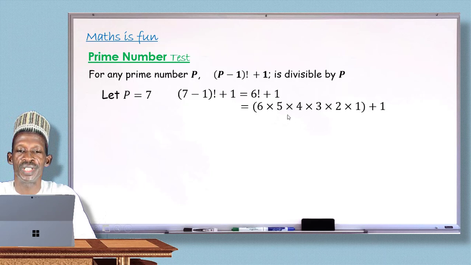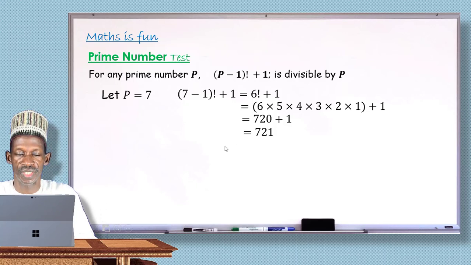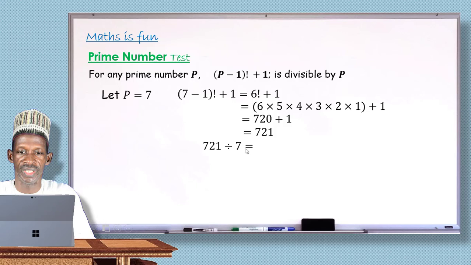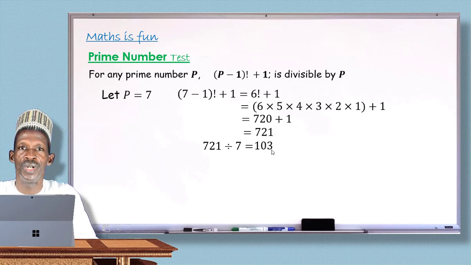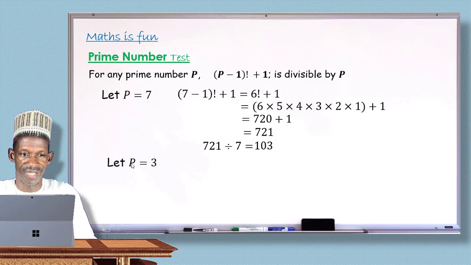And this multiplication in the bracket, that is the 6 factorial, gives you 720. And 720 plus 1 gives you 721. And I tell you this number 721 will now be divisible by 7. So let's just see whether 721 can be divided by 7. If you use your calculator, 721 divided by 7 gives you exactly 103, no remainder, which means it's divisible by 7. Let me take another prime number, 3.